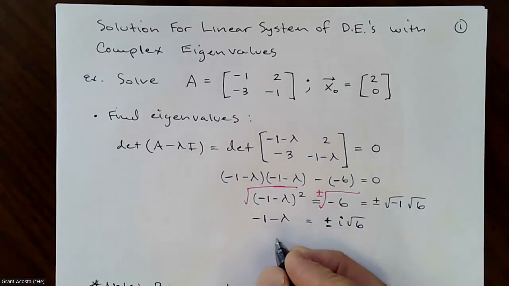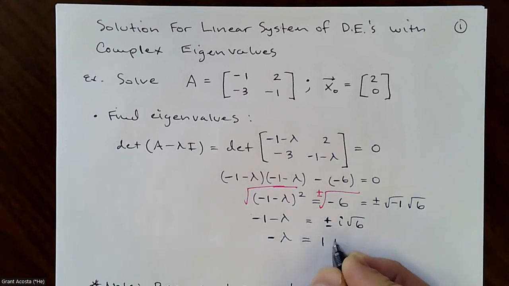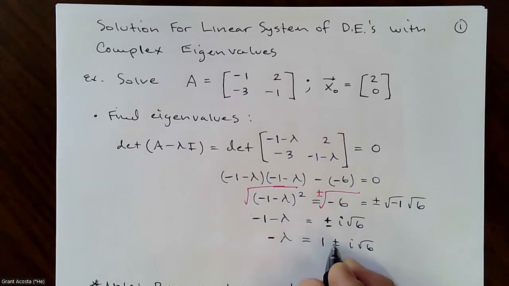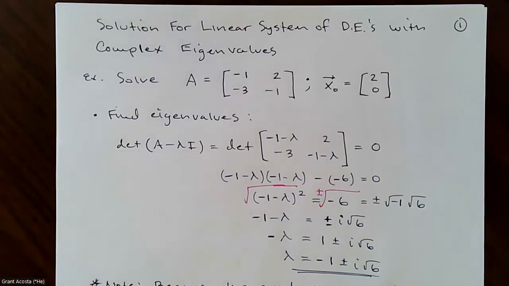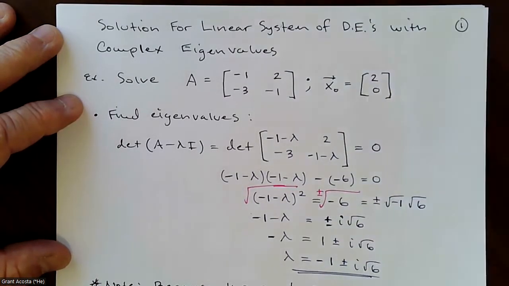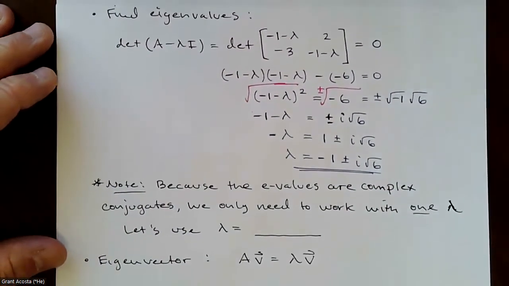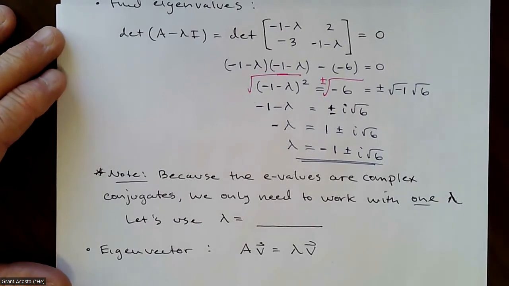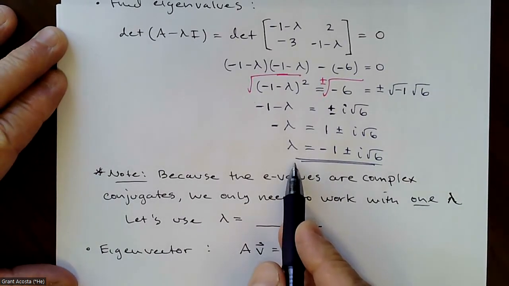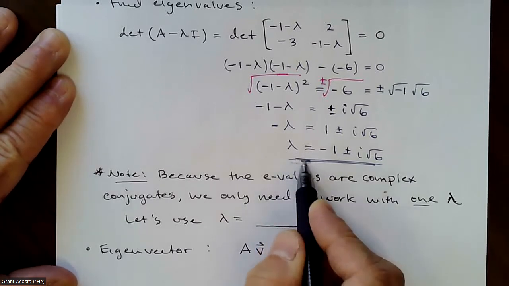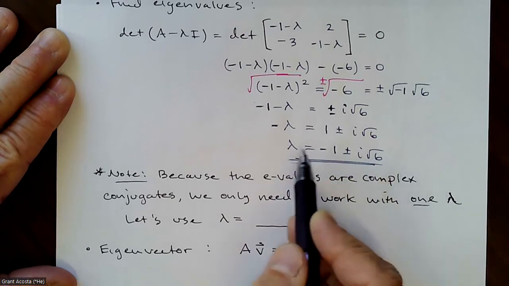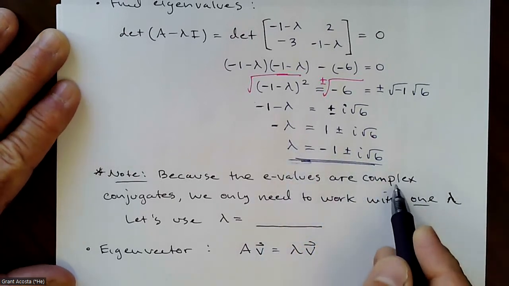If I add the 1 over, 1 plus or minus i root 6, and then multiply both sides by -1, this will become negative, but of course, plus or minus, if I multiply it by -1, will be negative plus. So it's basically the same thing. I end up with -1 plus or minus i root 6. One nice thing about working with complex eigenvalues: normally you get two different eigenvalues and you have to find eigenvectors that go along with each eigenvalue. It turns out with complex eigenvalues, they're always going to be what we call complex conjugates. One of my eigenvalues is -1 plus i root 6. The other one's -1 minus i root 6. That's what we mean by a complex conjugate.